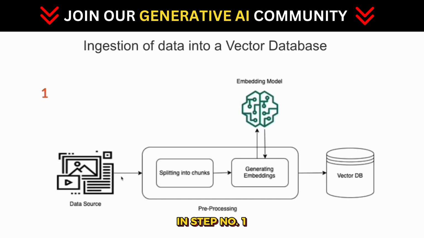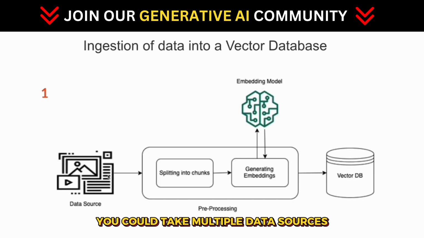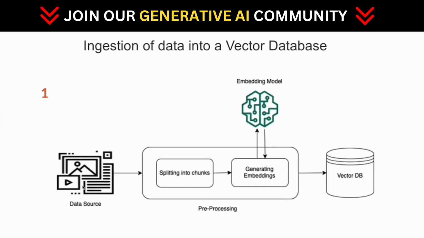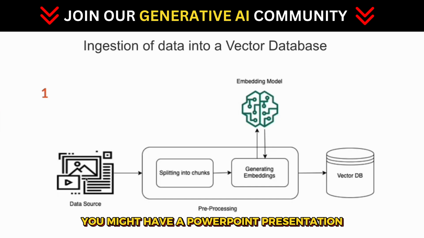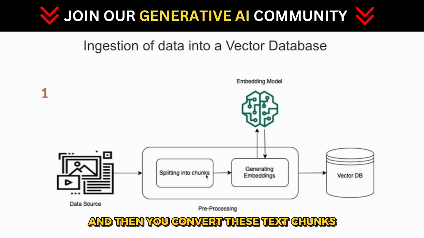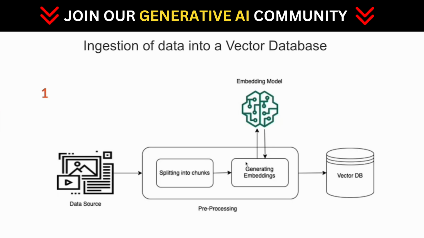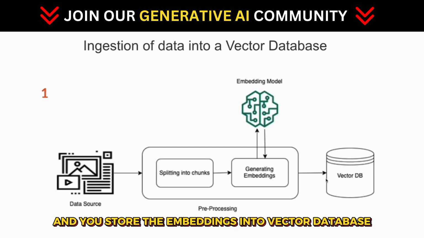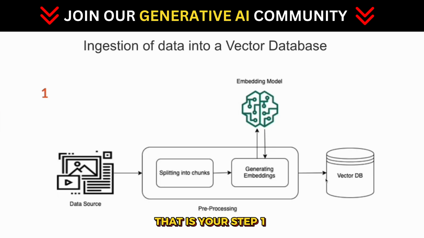In step number one, you take your data sources. You could take multiple data sources and split them into chunks. And this is a really important part, also called pre-processing your data. You might have lots of documents. You might have a PDF. You might have a PowerPoint presentation or a text file. You extract text out of all these documents, convert them into chunks, and then you convert these text chunks into embeddings. You use an embedding model to generate the embeddings, and you store the embeddings into the vector database. That is your step one.